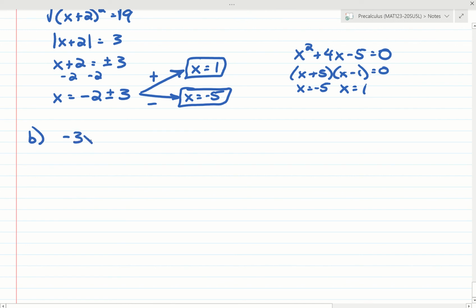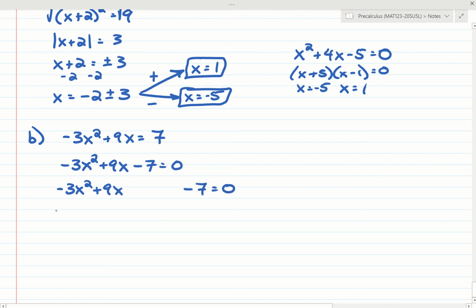What if the problem was negative 3x squared plus 9x is equal to 7? We'll follow our 4 steps. First thing, let's get everything on the left side. Whenever we're solving an advanced equation, it's always best to have it equal to 0. The next step was we get the x's by themselves. And we could factor out the leading coefficient. Now factor just means divide by it.